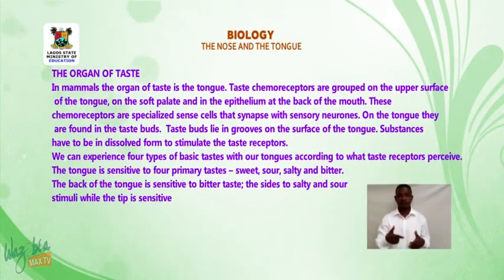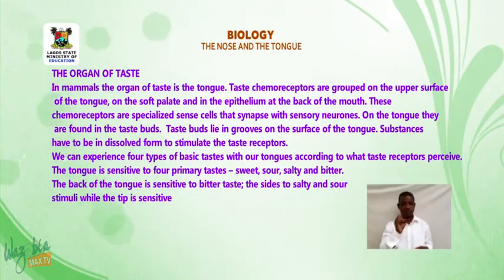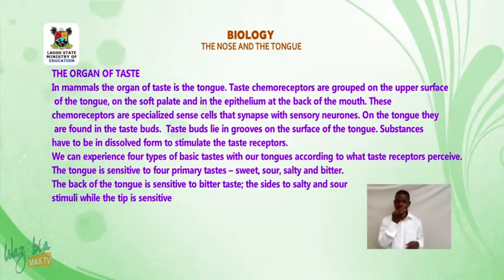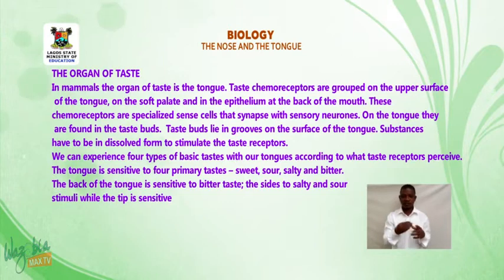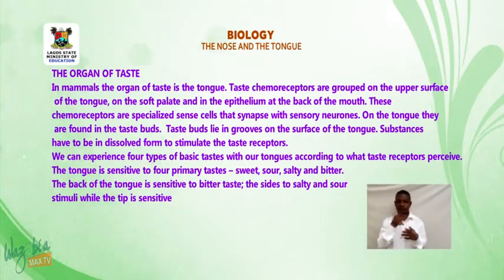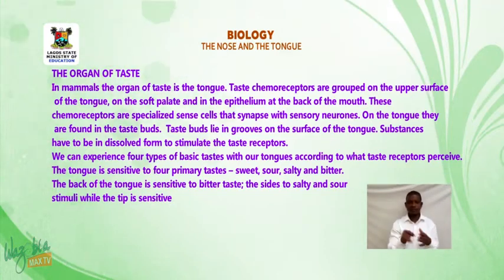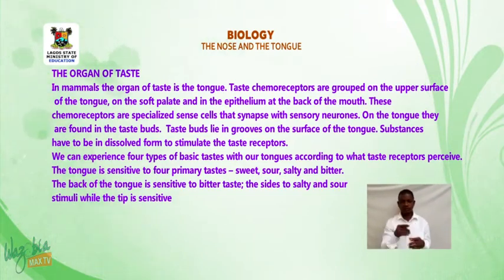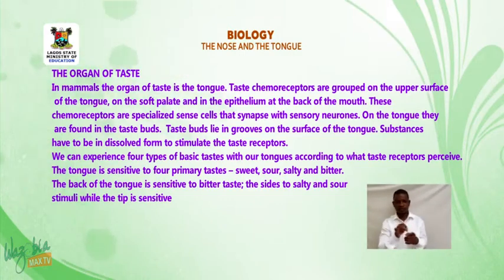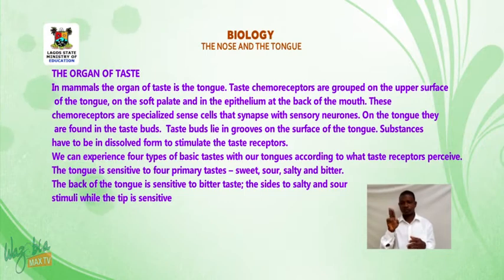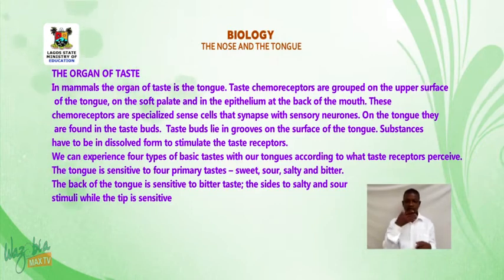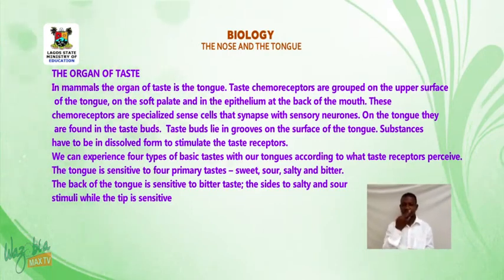You are welcome back. Now let's look at the organ of taste. In mammals, the organ of taste is the tongue. Taste chemoreceptors are grouped on the upper surface of the tongue, on the soft palate, and in the epithelium at the back of the mouth. These chemoreceptors are specialized sense cells that synapse with sensory neurons. On the tongue, they are found in the taste buds.